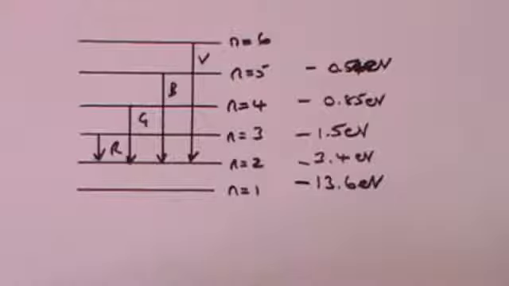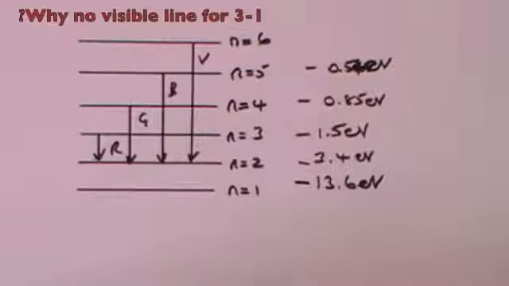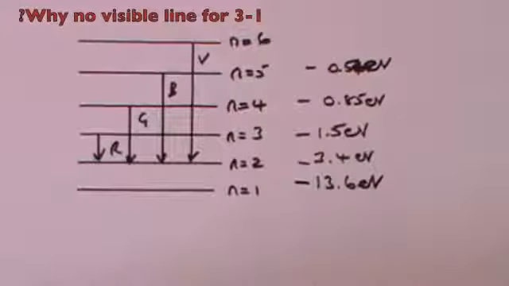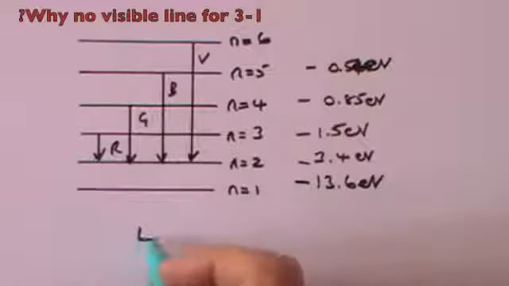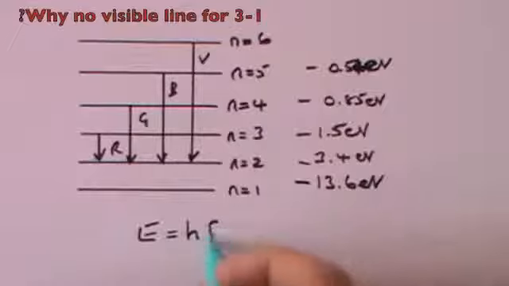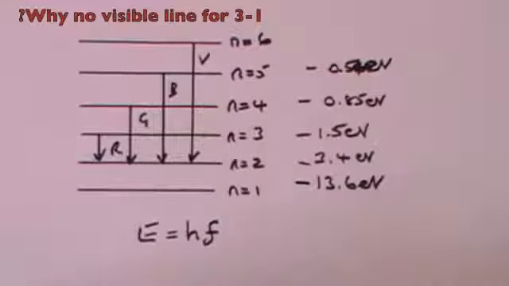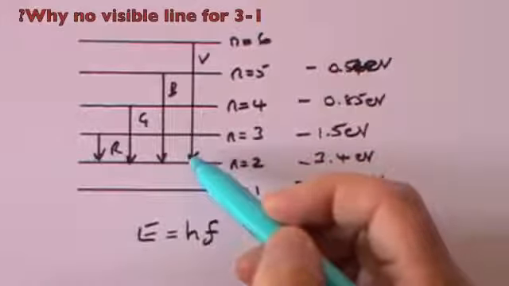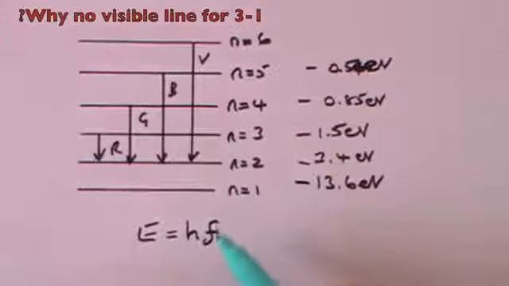And the question we are asked is, why is there no visible photon for the transition 3 to 1? Well, we know that the formula that applies here is that the energy of the photon will be Planck's constant times the frequency of the photon. The energy is supplied by the jump from the different levels, and the frequency is calculated simply by taking that energy, and frequency times Planck's constant will equal that energy.